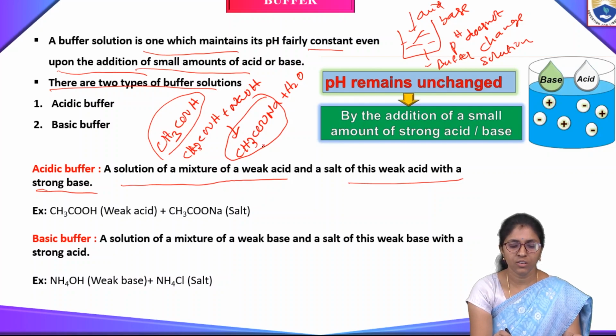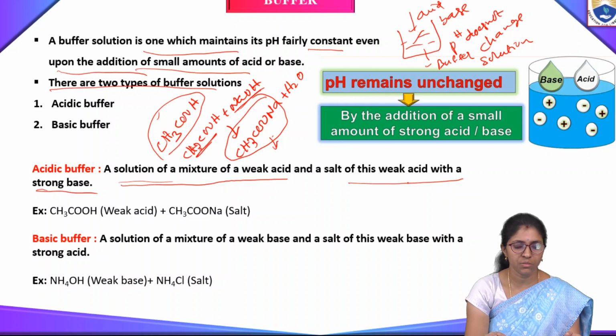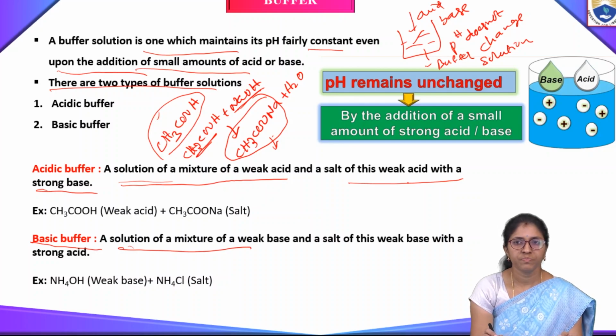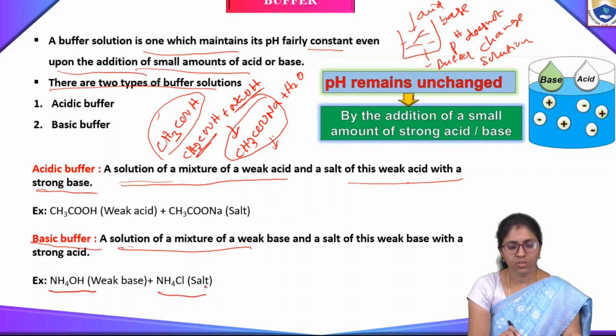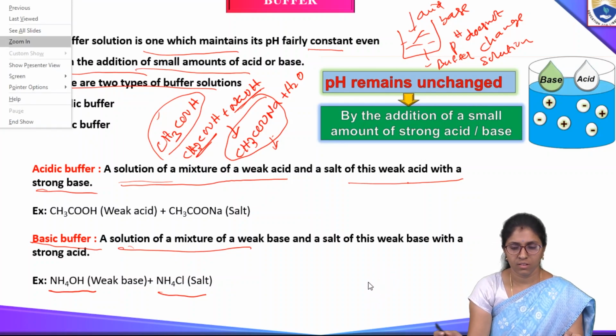So the acidic buffer is a solution of a mixture of a weak acid and the salt of the weak acid with a strong base, which is used as an acidic buffer. Whereas a basic buffer is a solution of a mixture of a weak base and the salt of this weak base with a strong acid.